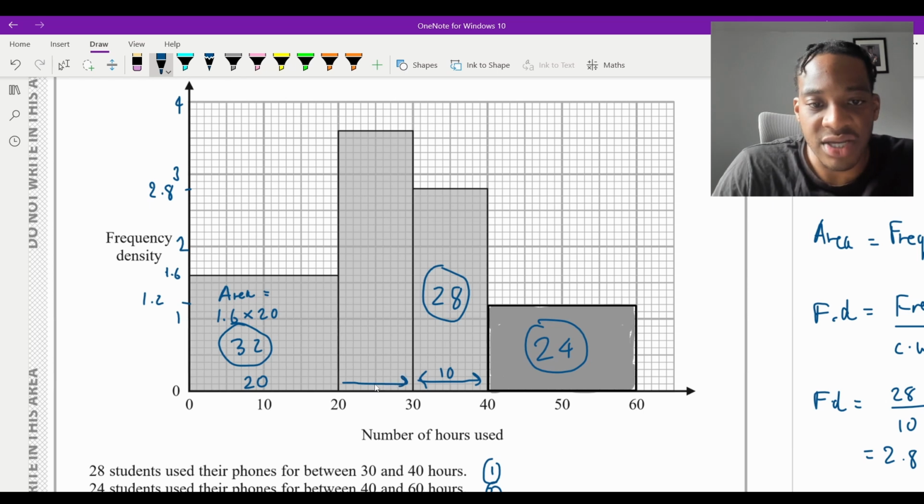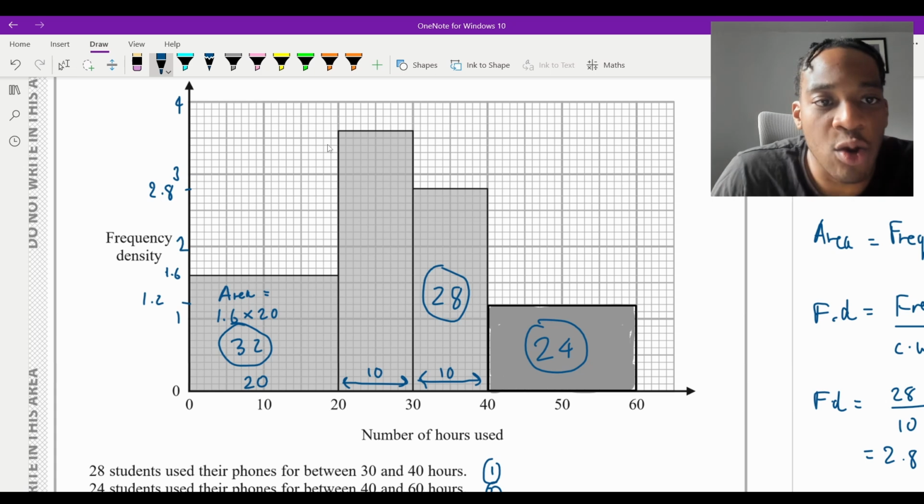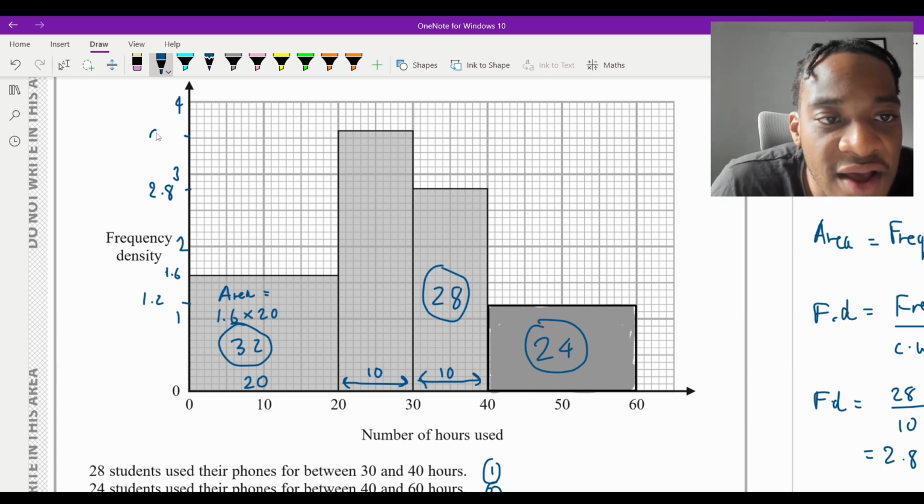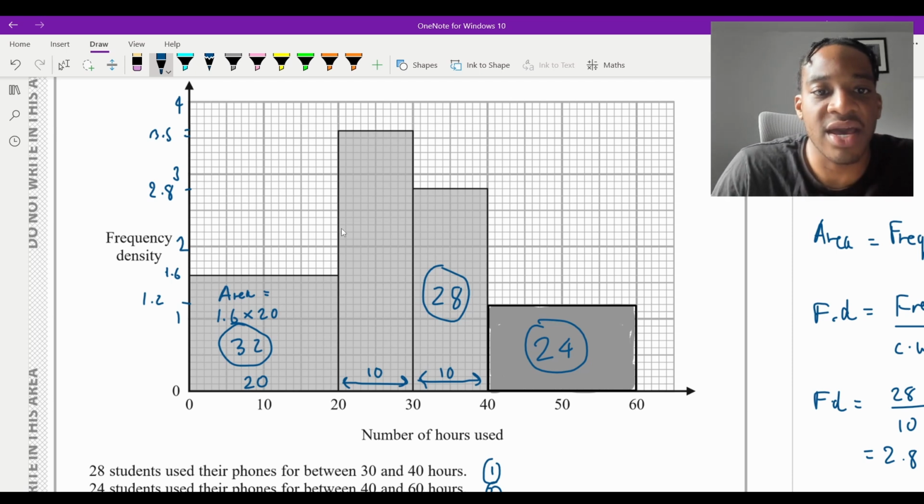This one has a base of 10, as we can see. And the height of it goes up to, this is 3.5. Like this is going to be 3.6. One above 3.5 is 3.6. So the height here is 3.6. So the area of this one is just going to be 3.6 times 10, which is 36.